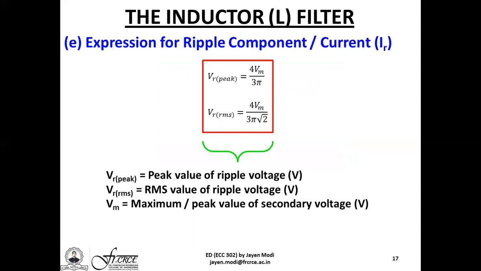And the equations for the ripple component, here the ripple voltage VR, are given by VR peak is equal to 4 Vm by 3 pi and VR RMS is equal to 4 times Vm upon 3 pi root 2.